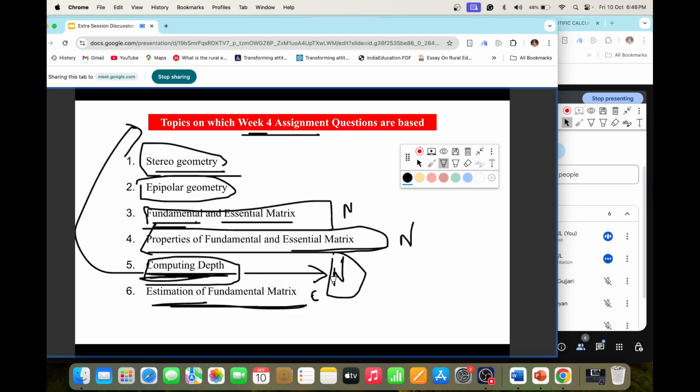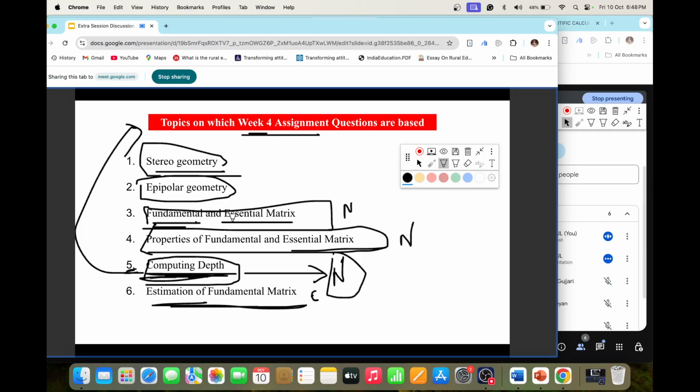So that is why serial number 5, computing depth, is most important from your numerical point of view. One numerical you can easily expect from computing depth. And then stereo geometry, epipolar geometry, conceptually these are good. Then fundamental and essential matrix, this is also important from your numerical point of view.